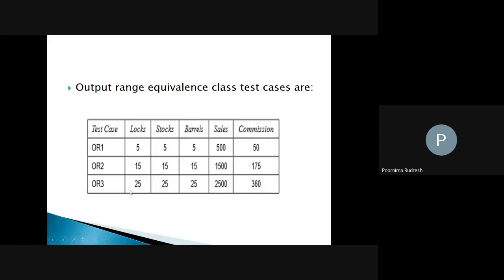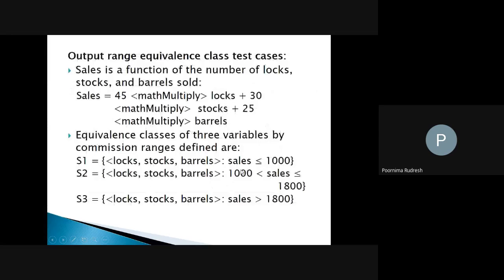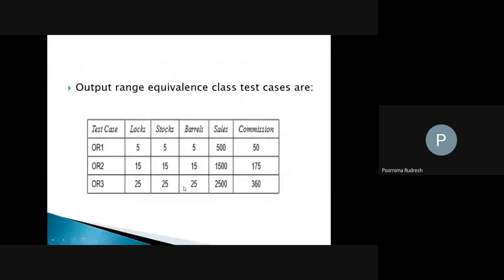Similarly, we'll consider the third case, 25, 25, 25. Then the total sales is greater than 1,800, then he is eligible for 20% of the commission, and that is calculated and distributed to the salesperson. So these are the output range equivalence class test cases we have considered. Why? Because the range is given, right? One range is up to 1,000, the second one is from 1,000 to 1,800, and the third one is greater than 1,800. For these three ranges we have defined the test cases. Understood? Any doubt in this?